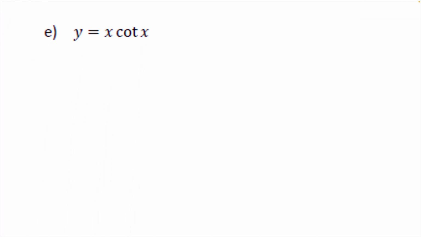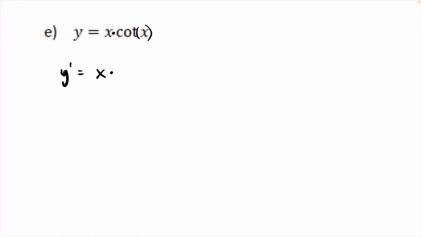Okay. This one doesn't have any fractions or anything like that, so we're good there. It's multiplication, x times cotangent of x. So we don't need to change anything. Which rule are we going to use here? Product rule. So first times the derivative of the second.